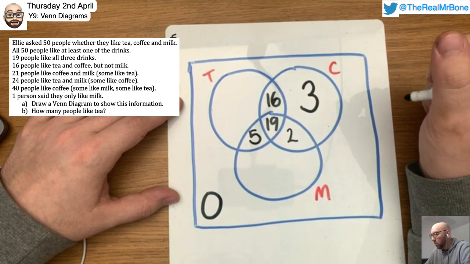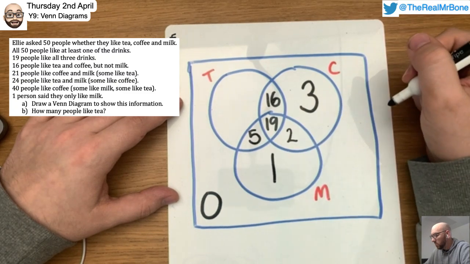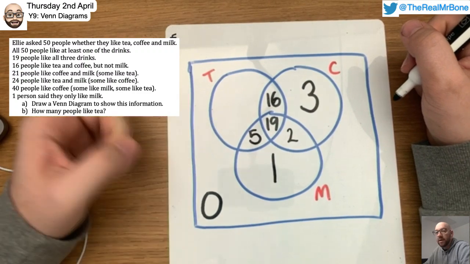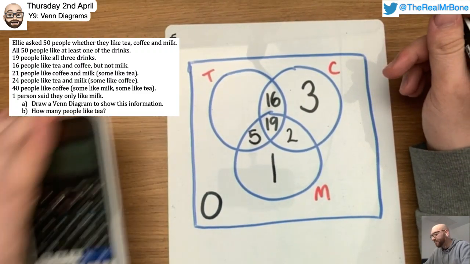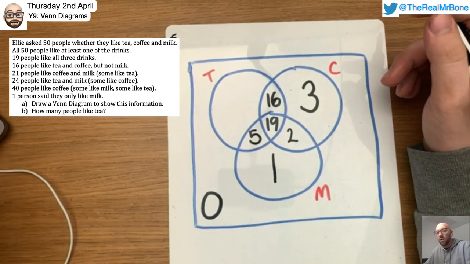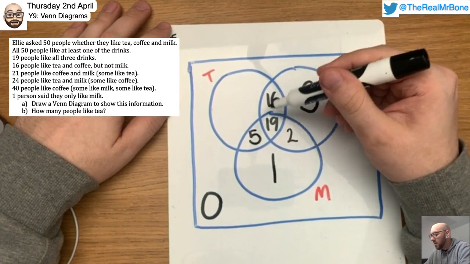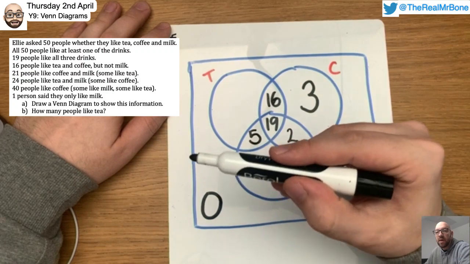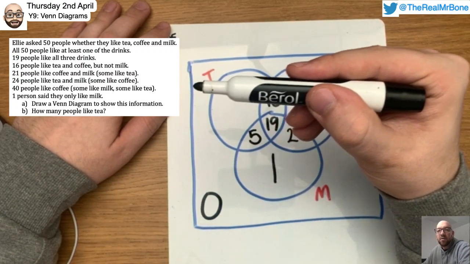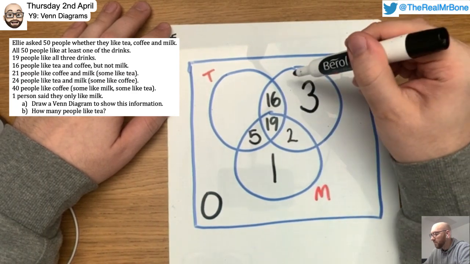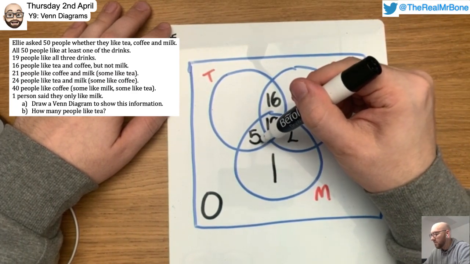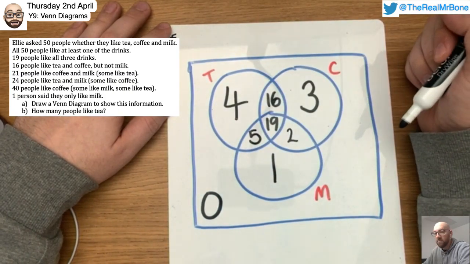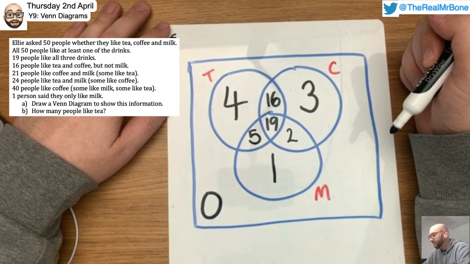1 person said they only like milk. Now, we're almost done. We've still got a big gap over here in the tea section. Okay, but again, we know there are 50 people altogether. Now I was going to use a calculator, but there's a nicer way of doing it. We know this coffee circle already tells us there were 40 people there. The second bottom line of the question, which is about here, said 40 people like coffee. We've got 40 people, 41, 46, still 46. We need 50 people. That means we're missing 4 people who just like tea.